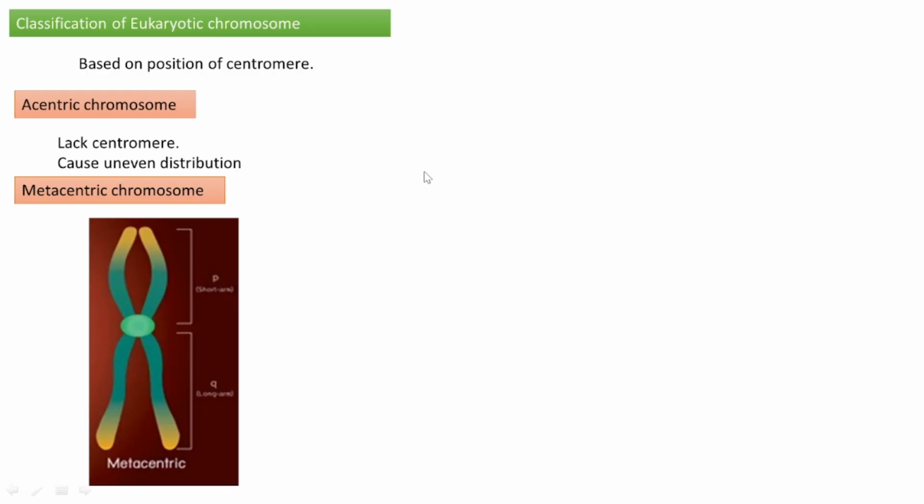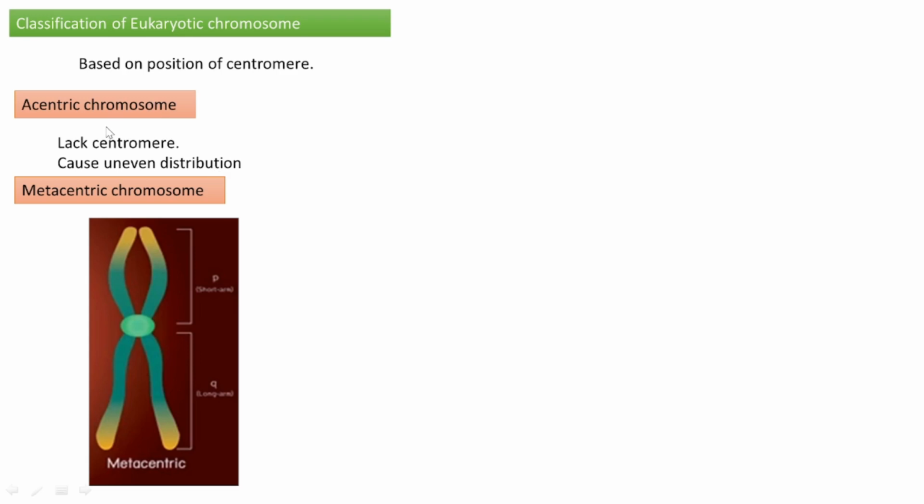Good morning, dear students. Today we are starting our section with another head, that is classification of eukaryotic chromosome. How can we classify the eukaryotic chromosome? It is purely based on the position of the centromere, where the centromere is located. Based on that, we are classifying the eukaryotic chromosome. You can go and see one by one.